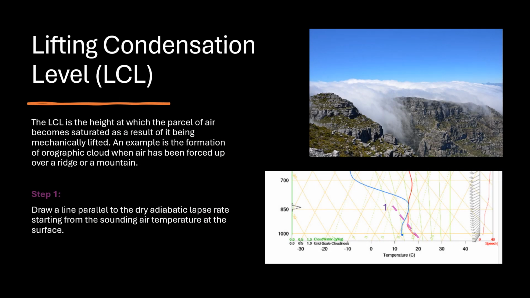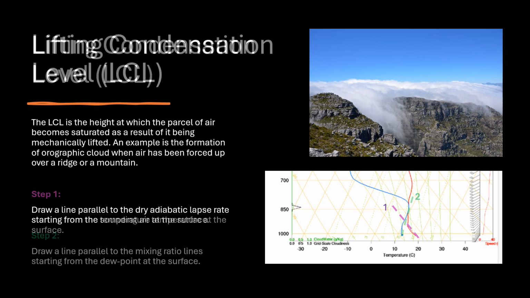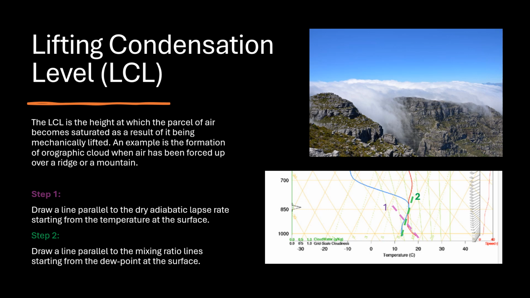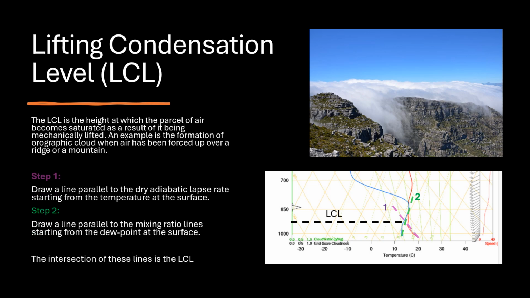To determine the condensation altitude for simple lifting of air, there is a simple 3-step process. First, we draw a line parallel to the dry adiabat, starting at the soundings temperature that was recorded at the surface. Then, we draw a second line, starting at the dew point measured at the surface, and we follow the straight trajectory of the saturation mixing ratio. The altitude where our 2 lines intersect each other is the lifting condensation level, or LCL.